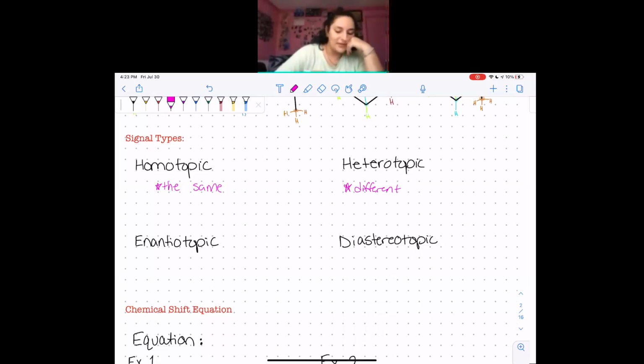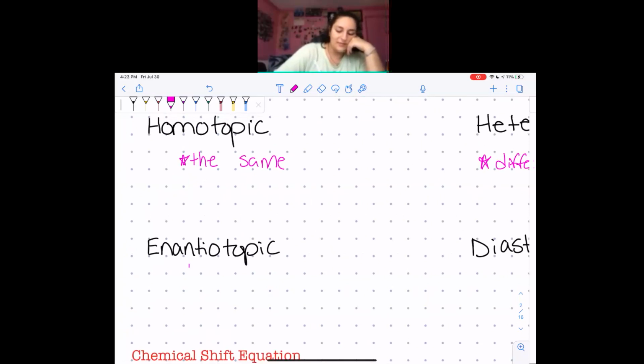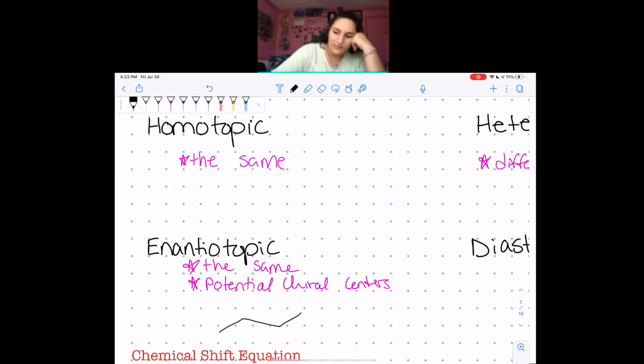So we'll start with enantiotopic. Enantiotopic signals are the same, and they only occur on potential chiral centers. And we know that a potential chiral center is something like this, where there are 2 hydrogens present and 2 unique groups. So if one of these hydrogens were replaced versus the other one, you would get 2 enantiomers. So you would get R or S.